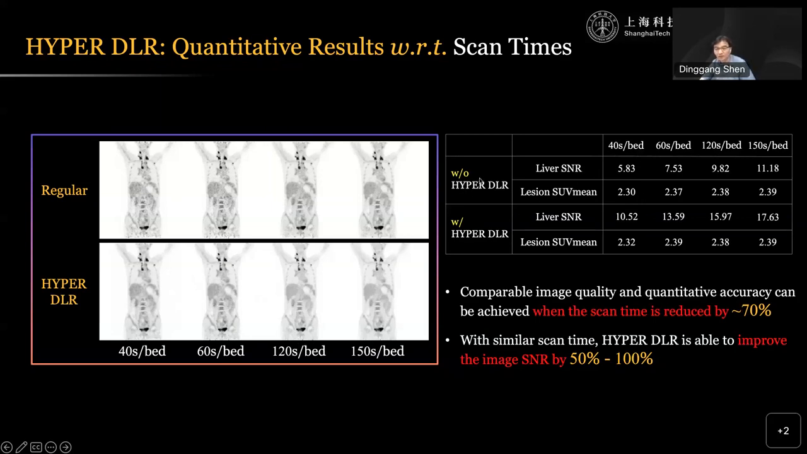And also we can see without the deep learning algorithm, if we increase the scanning time for each bed, of course, SNR also increases from 7, 9, 11. But if you're using the deep learning algorithm, 13 is better than 7, 15 better than 9, and also 17 better than 11. So you can still see that using the deep learning algorithm, you can, for example, reduce the scanning time by 70%, and also improve image signal to noise ratio, or SNR, by 50 to 100%. And here is just the individual result for each bed using different scanning times.